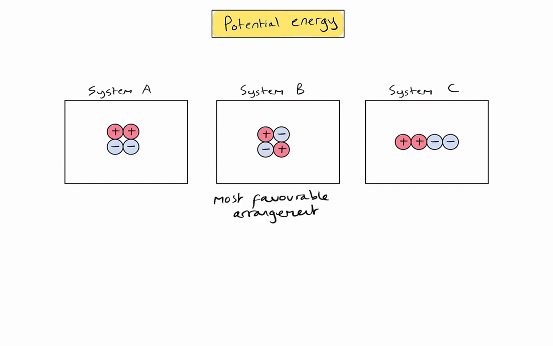If this is the most favourable arrangement, then we consider it the lowest potential energy state of those three, and therefore system B would be considered the most stable.